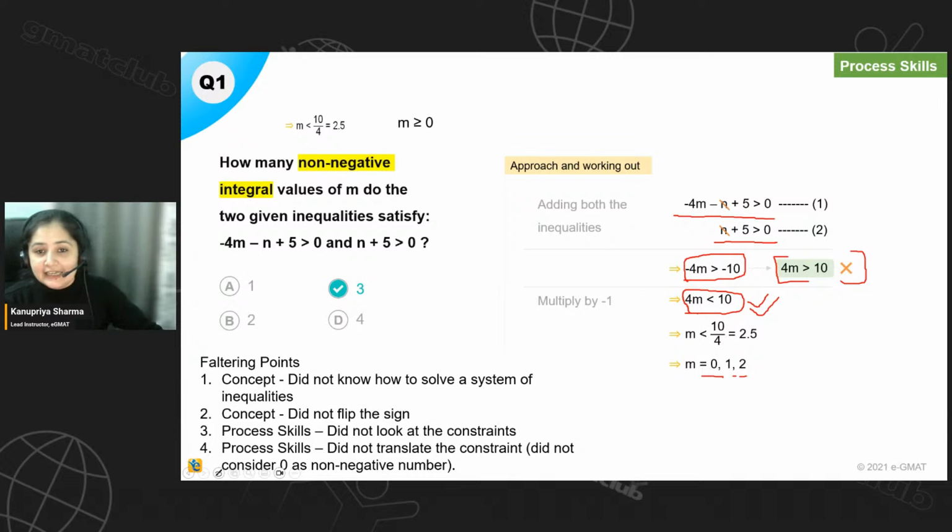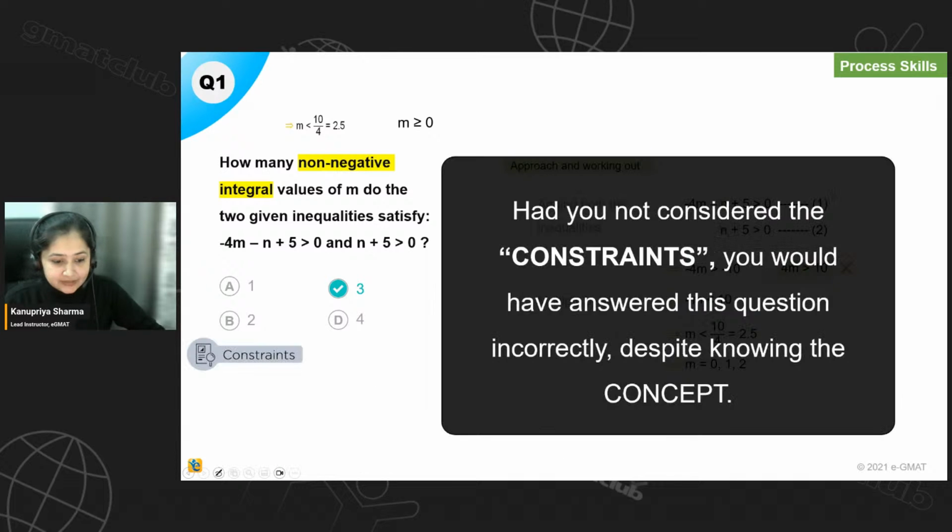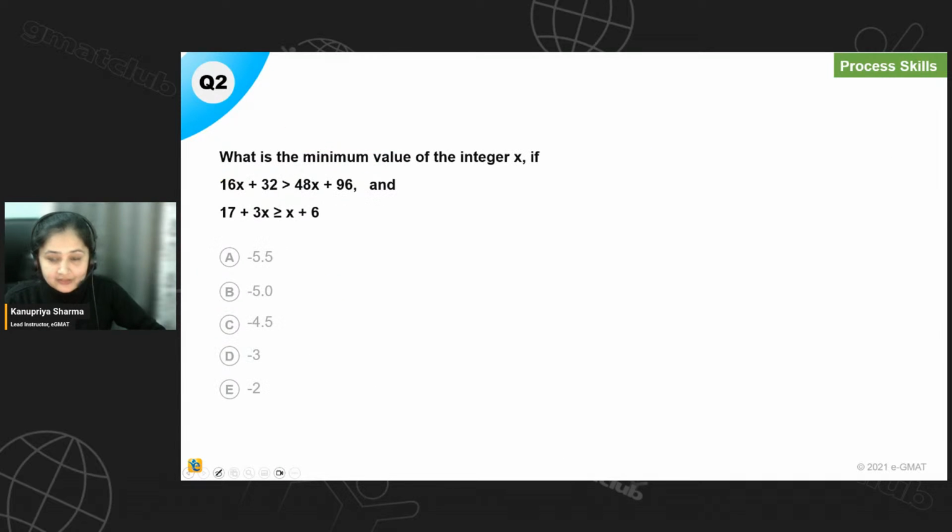All right. Any other doubt related to this question? I hope you have this feedback with you. If you got anything incorrect, I hope you understand very well where you faltered. And with this, let's move to the next question. So this is question number 2. Again, you can solve it on your own, and then we will discuss it.